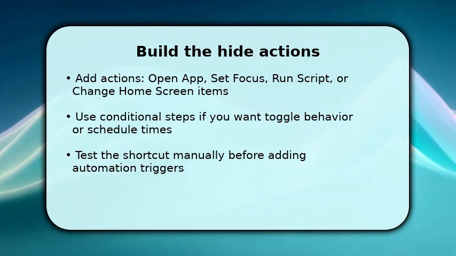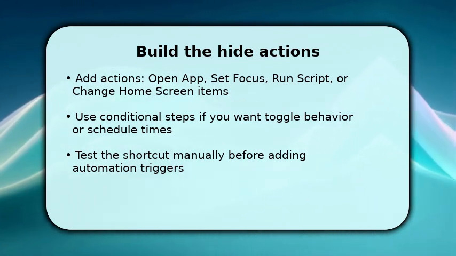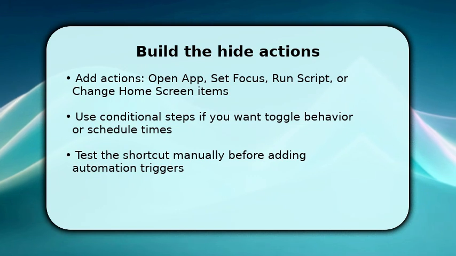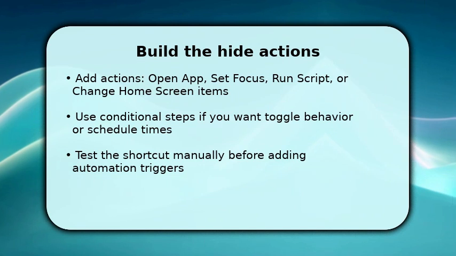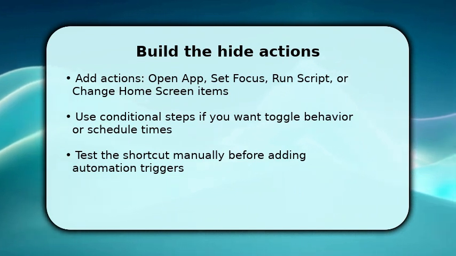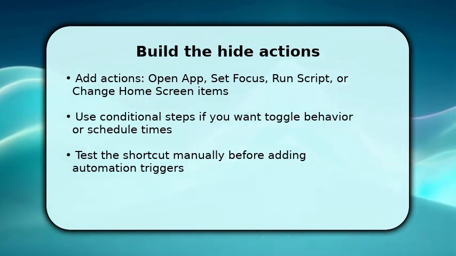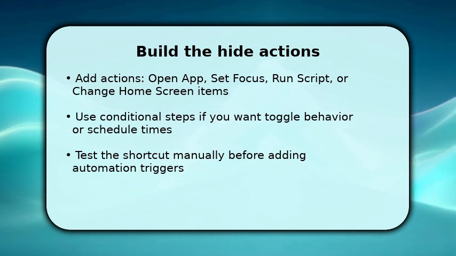If you want toggles, include if/otherwise conditions to switch between hidden and visible states, and add date or automation triggers for scheduled hiding. Make sure to test the shortcut manually so you see each action run. This validation prevents surprises when automations run unattended.